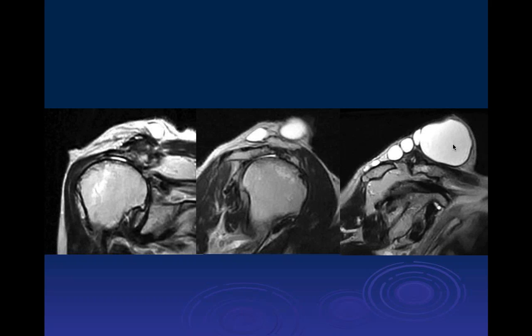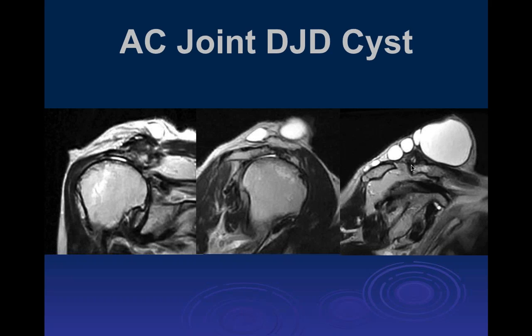And this fluid coming up like this is called the geyser sign. This is all fluid that comes out of the degenerated acromioclavicular joint space. You can get massive cysts that come up like this in these long-standing degenerative shoulders. And it's just called the geyser sign.